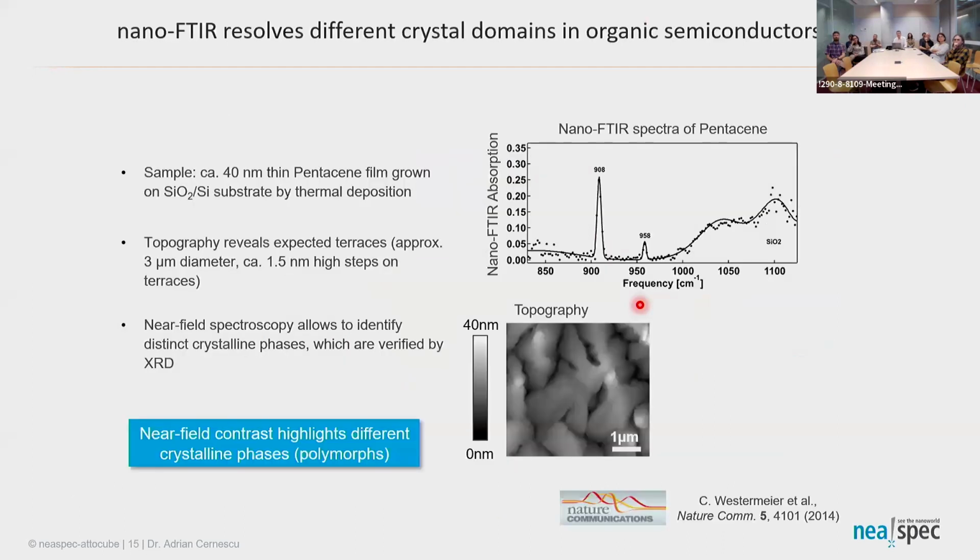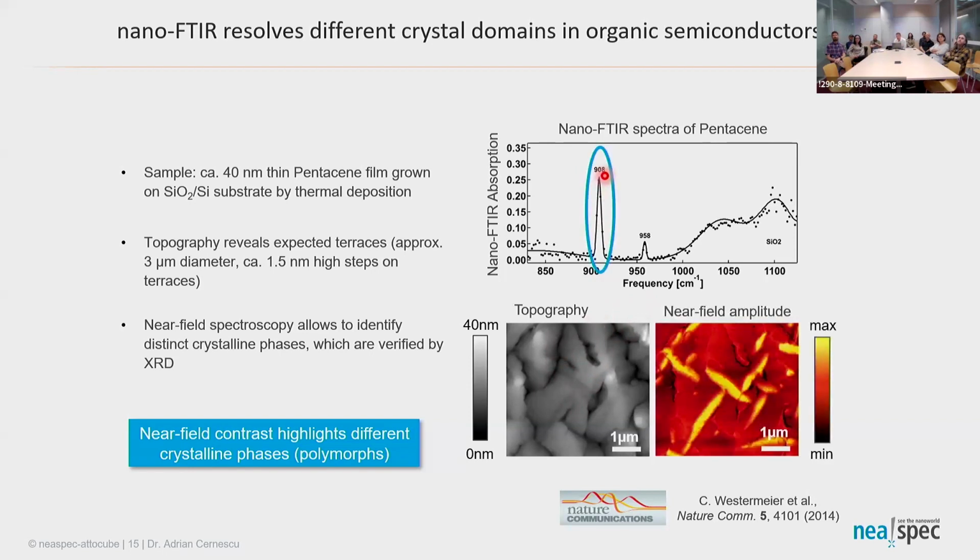All right, this is an older example that I want to share with you. These are some measurements that I did 10 years ago. It's on pentacene. This is an organic semiconductor that is used in flexible screens nowadays. And this is a topography image, an AFM map of this crystalline polymer. And we knew that the absorption is around 900 wave numbers.